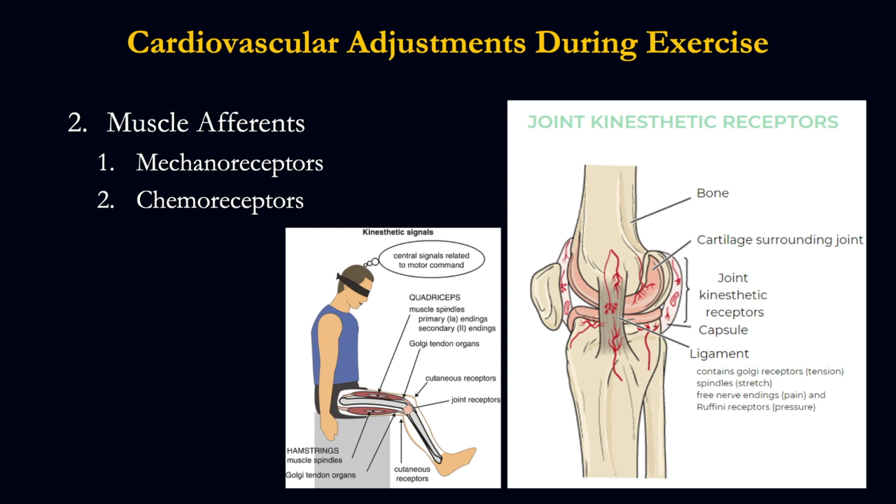The chemoreceptors are also important because they provide input as to what's going on chemically and metabolically to the central nervous system, in order for the central nervous system to make fine-tuning adjustments to the new homeostatic demand being placed on the body during exercise.